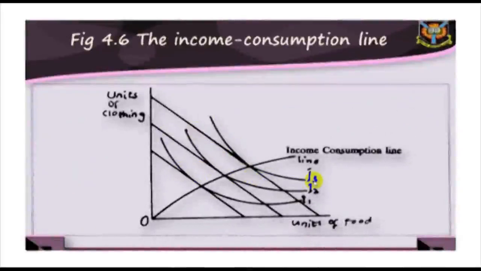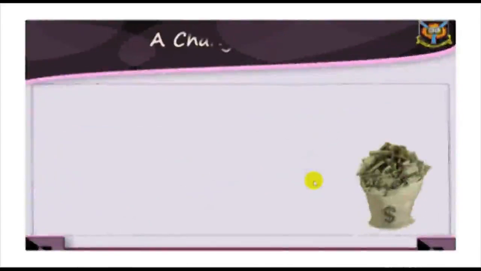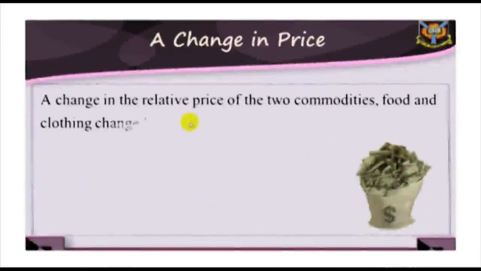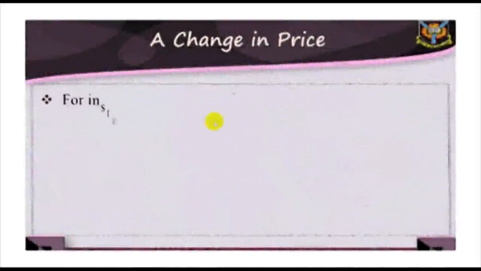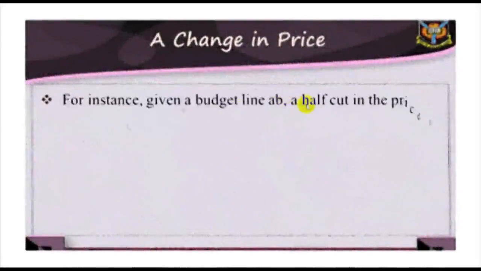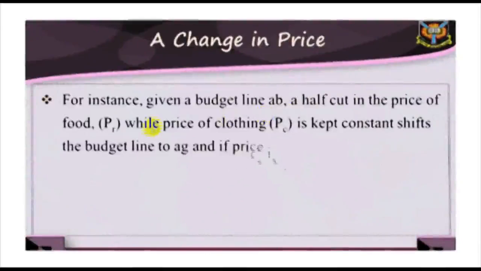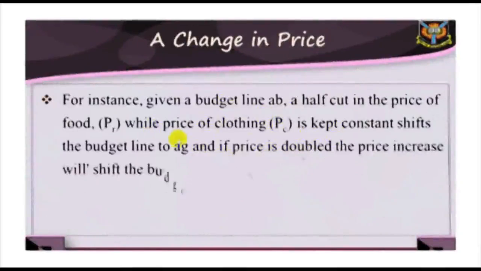Therefore, the locus of tangency between an indifference curve and a budget line as the price of food changes while the price of clothing is held constant gives the price consumption line. This line shows how consumption of the two commodities varies as the price of one changes, the price of the other and the household money income being kept constant.